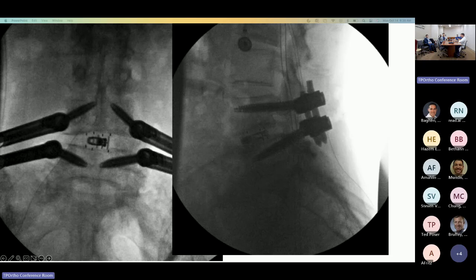I got away from doing those bilateral cages because I felt as though if you use the right cage and you get in the right position, you probably don't need to. And I like this cage in particular because the expansion mechanism was sort of flexible, had some give.